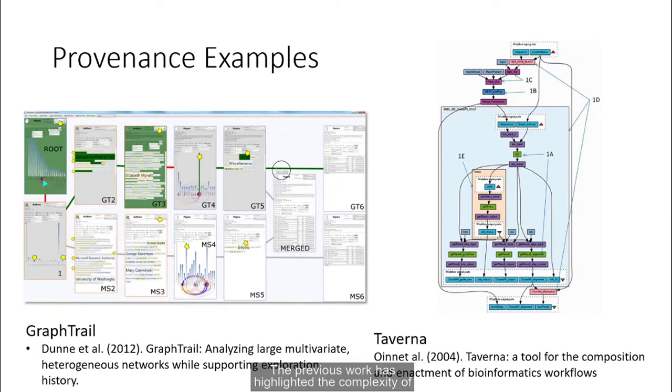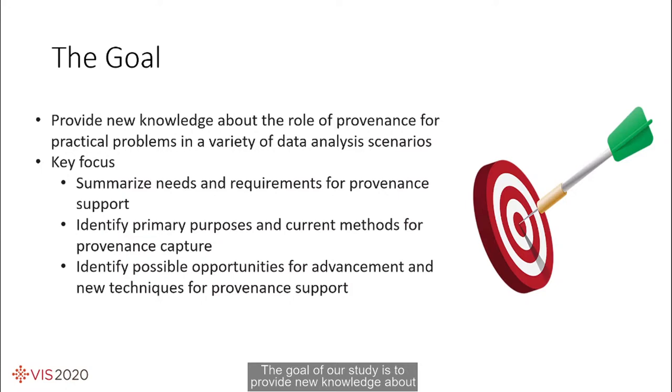The previous work has highlighted the complexity of many different perspectives and purposes of provenance, but there remains a gap in understanding how the needs and purposes for provenance apply in real analysis environments. The goal of our study is to provide new knowledge about the role of provenance for practical problems in a variety of data analysis scenarios. Specifically, our study focuses on summarizing the needs and requirements for provenance support across different roles and domains, and identifying the primary purposes and methods where provenance is currently captured and utilized. Also, identifying possible opportunities for advancements and new techniques for provenance support in analytic and visualization systems.